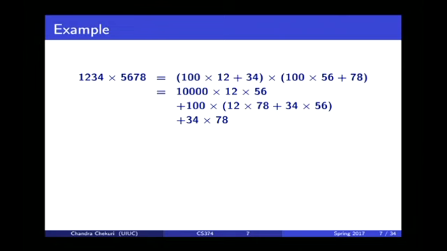How many multiplications do I need? To compute the answer, I need to multiply 12 and 78, 34 and 56, and 34 and 78. No, I also have to multiply 12 times 56. So how many multiplications of n over 2-digit numbers do I need? 4 of them. Is this making sense at all or no?